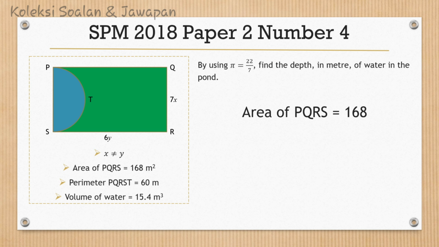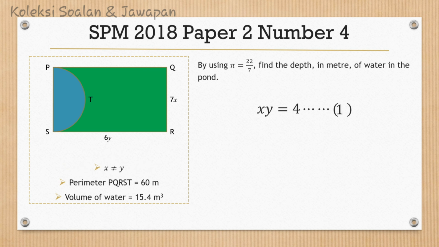So area of PQRS, which is a rectangle, should be SR times QR. So we know SR is 6y and QR is 7x. So just substitute the values. So we get 42xy is 168, and divide by 42. So we get xy is 4.